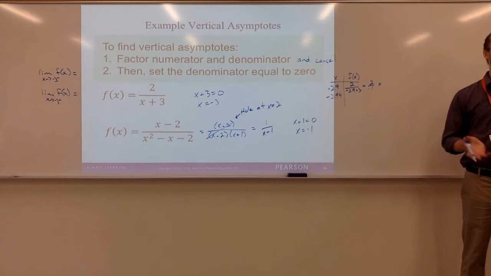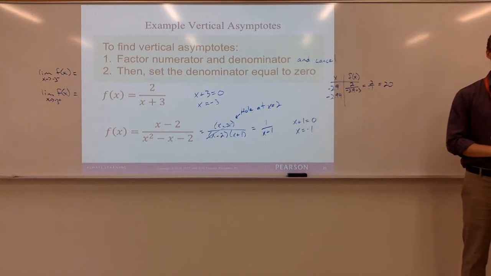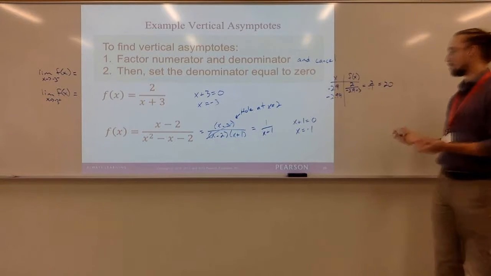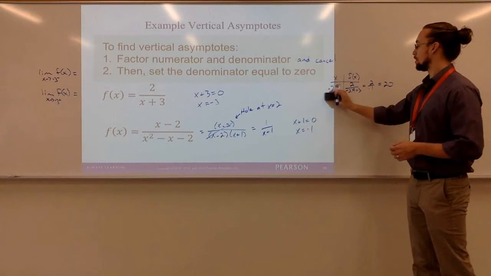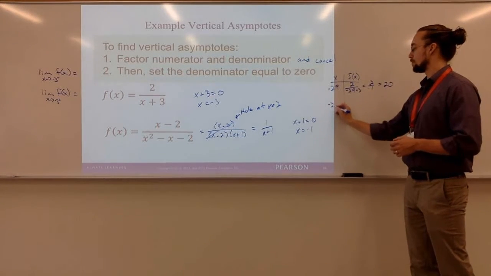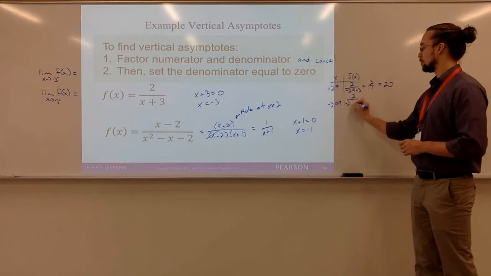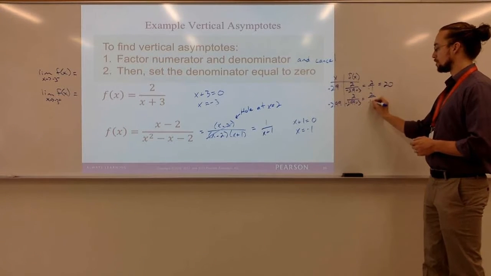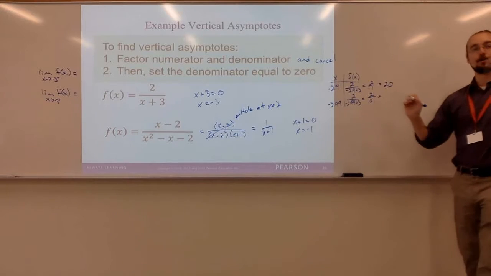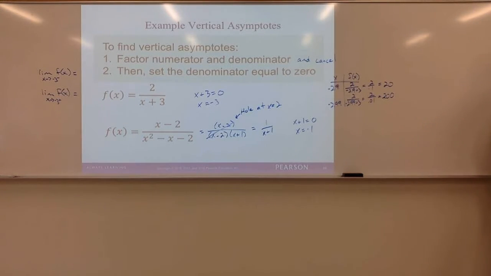2 divided by 1 would be 2. It's 20. Right, 2 divided by 0.1 would be 20. So then let me move this down a little bit. So let's take our next value, -2.99. Plug that in. So -2.99 plus 3 would get me 2 over 0.01. And that would be 200. Good job.